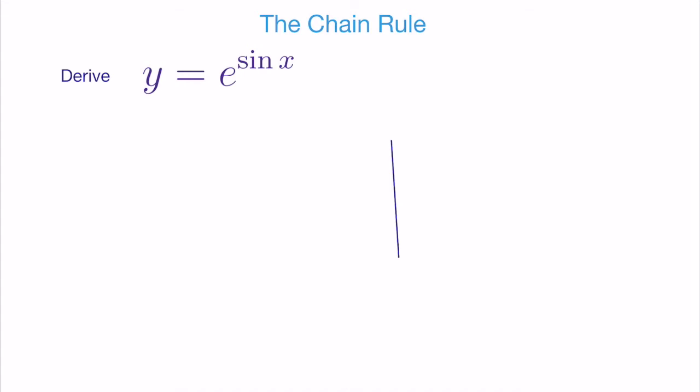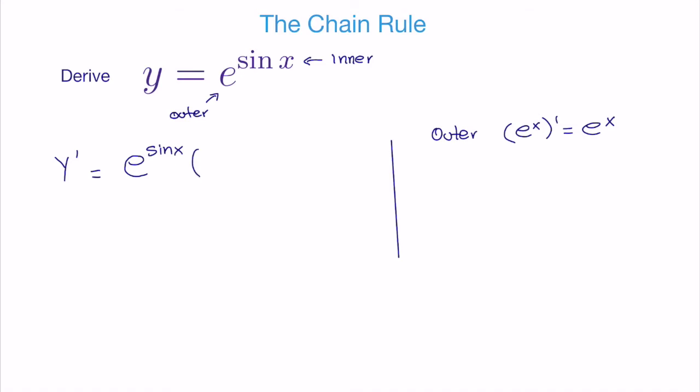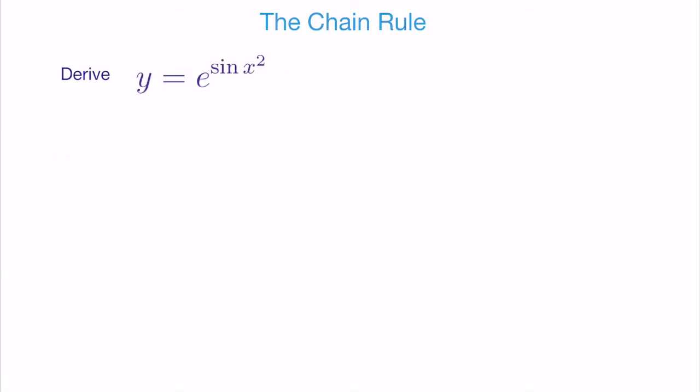In this example, we have e to the sine x. What's the inner function? What's the outer function? I guess you already know. What you perform first is the inner, and e to the x is the outer. So the outer is e to the x, whose derivative is e to the x. To derive y, you want to take the derivative of the outside function, keeping the inside function there, and multiply by the derivative of the inner function. And then we get e to the sine x times the derivative of the sine, which is the cosine of x. And we're done.